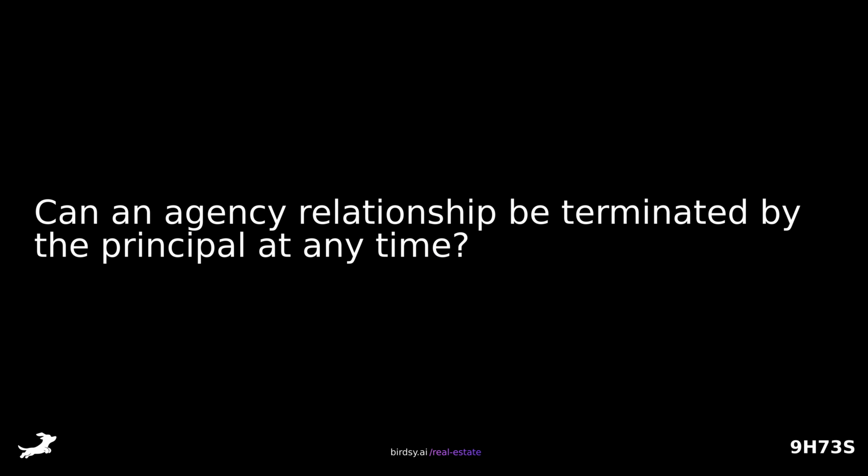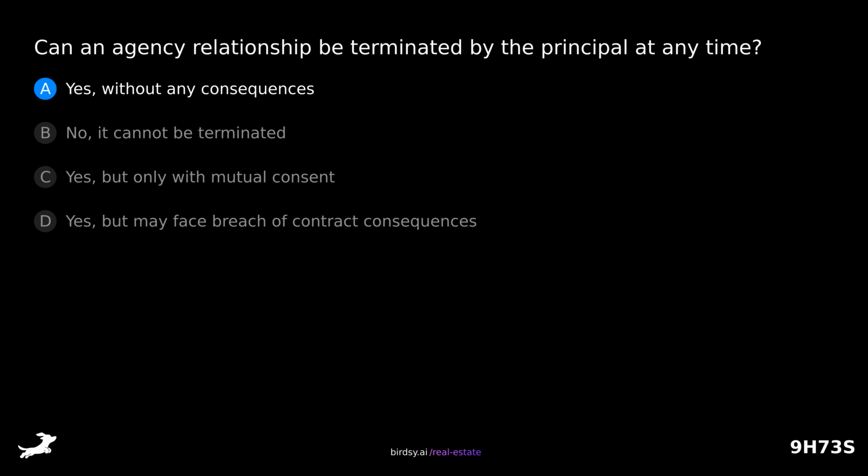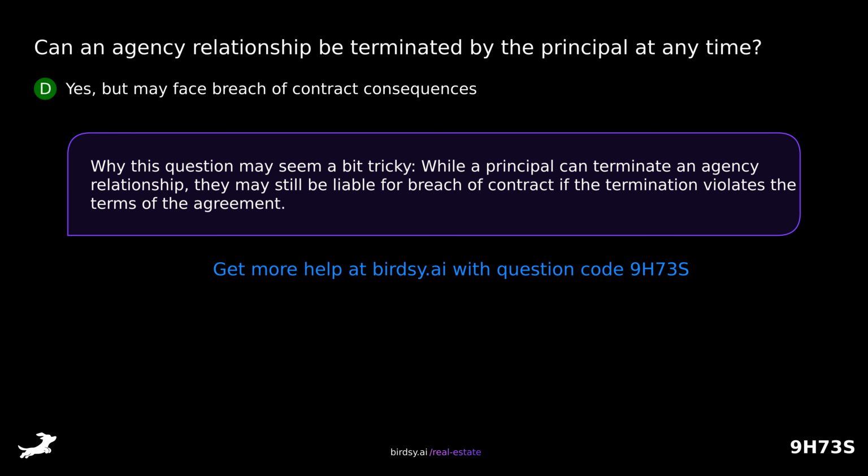Can an agency relationship be terminated by the principal at any time? Is it A, yes, without any consequences, B, no, it cannot be terminated, C, yes, but only with mutual consent, or D, yes, but may face breach of contract consequences? The answer is D, yes, but may face breach of contract consequences. Why this question may seem a bit tricky. While a principal can terminate an agency relationship, they may still be liable for breach of contract if the termination violates the terms of the agreement.